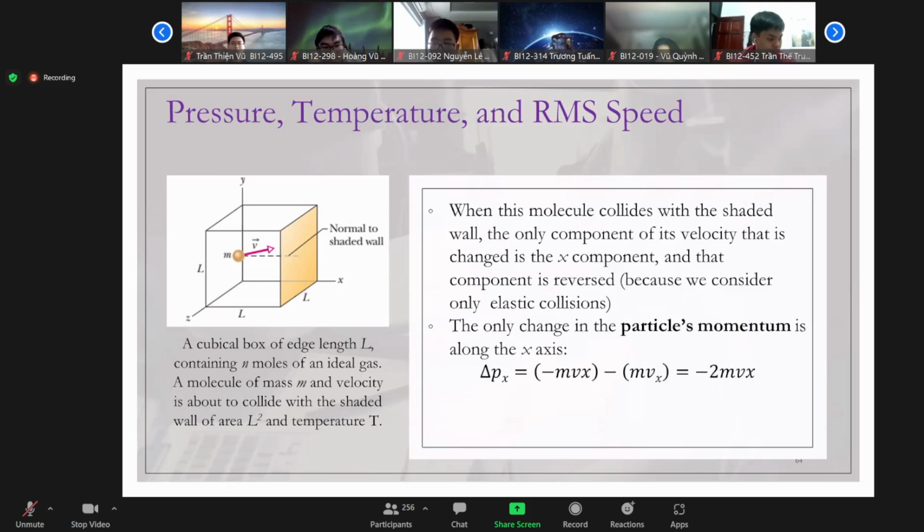We have the change in the momentum equal this one. This one is the final momentum. After this collides with the wall, it will be bounced back. And if we also consider the direction, it will have a minus.